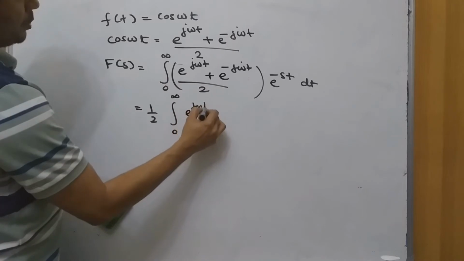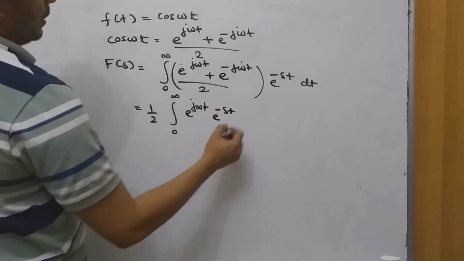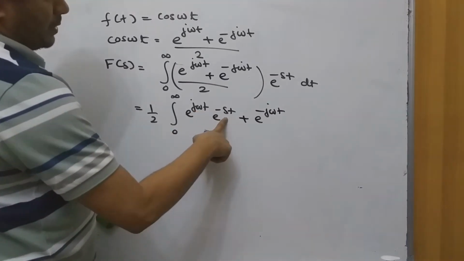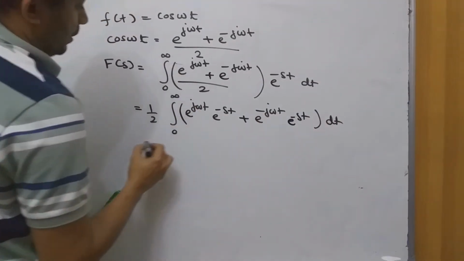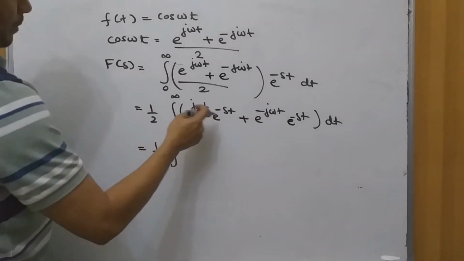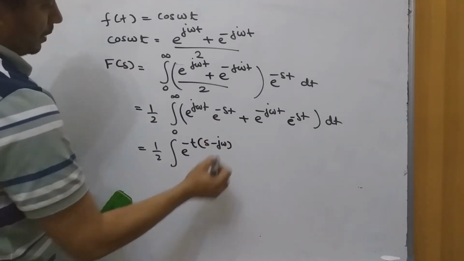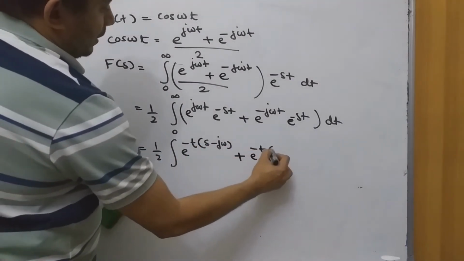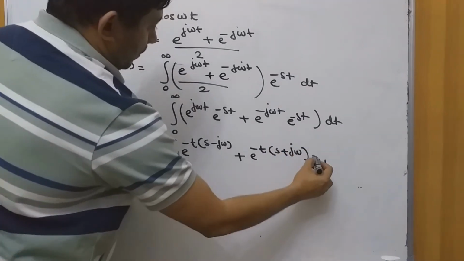Then we have e raised to j omega t. If we expand the bracket, we'll have e raised to j omega t into e raised to minus st, plus e raised to minus j omega t into e raised to minus st, the whole thing within dt. So half is again common. If we consider adding the powers, taking minus t out, this is going to be s minus j omega, that is, minus st plus j omega t, plus, taking minus t out here, it's going to be s plus j omega dt.